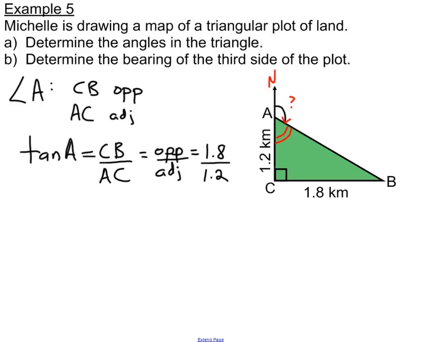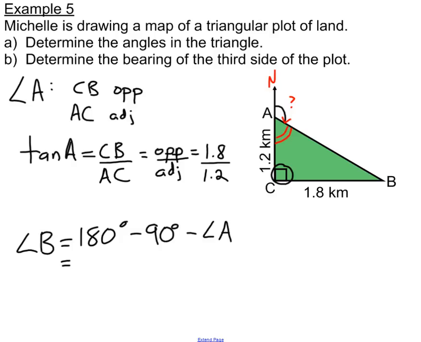If you're already thinking ahead, you know that the angle B, which is the third angle in the triangle, would just be equal to 180 degrees, subtract 90, because we've got a right angle here, subtract angle A. So once we know angle A, we can solve for angle B.